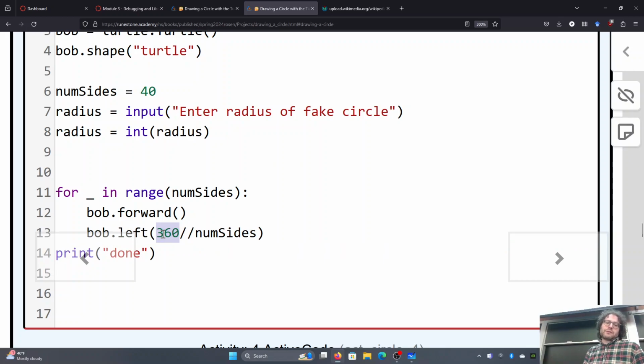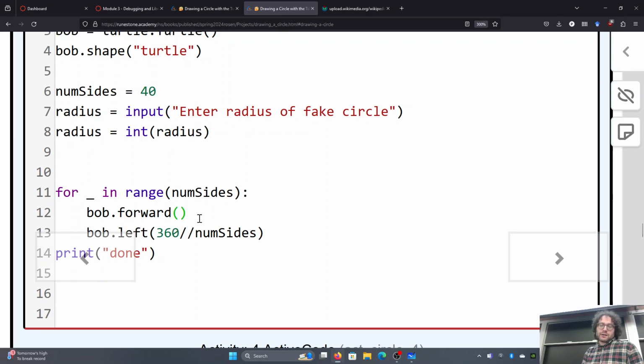We figured out how much we need to turn each time. If this is a 40-sided shape, we need to turn 1/40th of the total amount. Each turn is going to be exactly equal. If there's 40 turns, then we turn 1/40th of the total amount. And because it's going to look like a circle, it's going to be 360 degrees total. So that's not going to change. It's the same as it was.